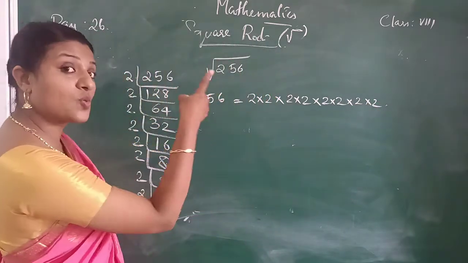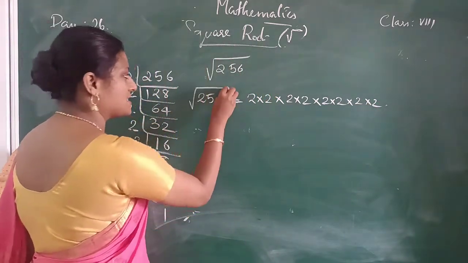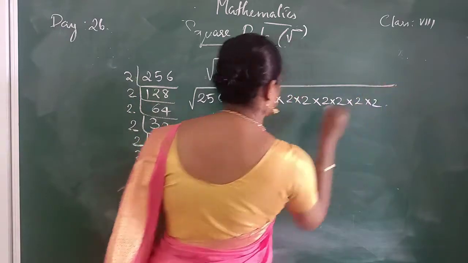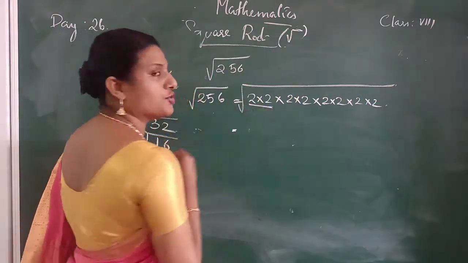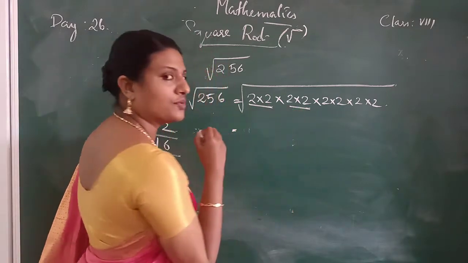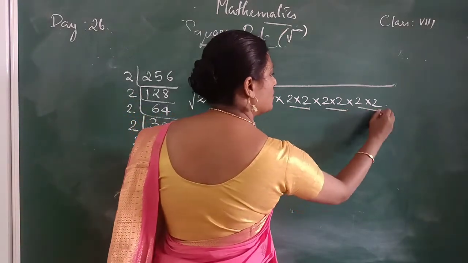You have to find the square root of 256. So take the square root. Next what you have to do? Pair the same numbers. 2 into 2, one pair. 2 into 2, next pair. 2 into 2, 2 into 2.